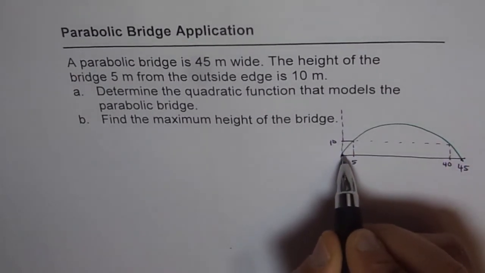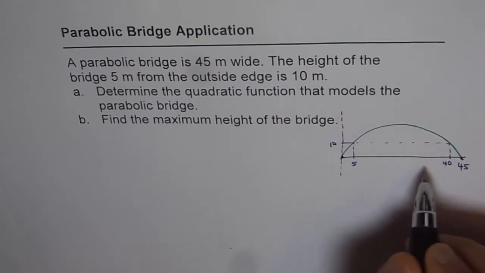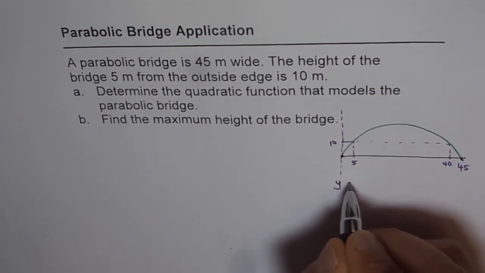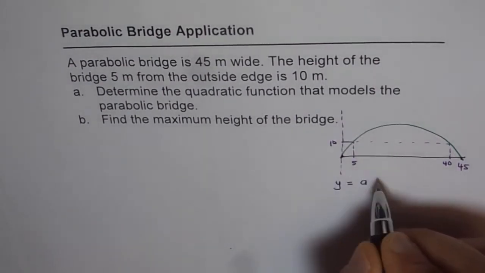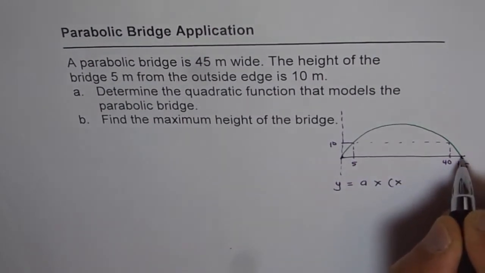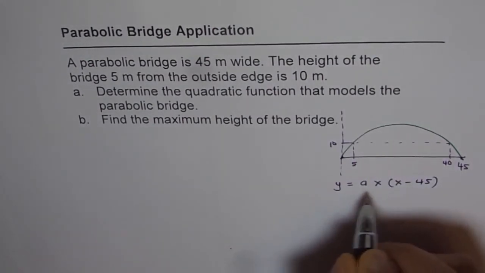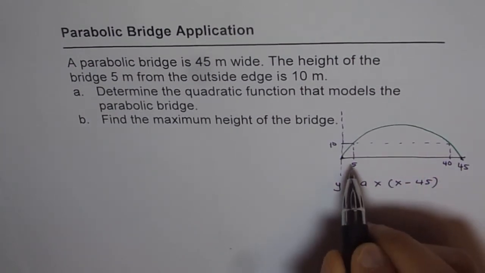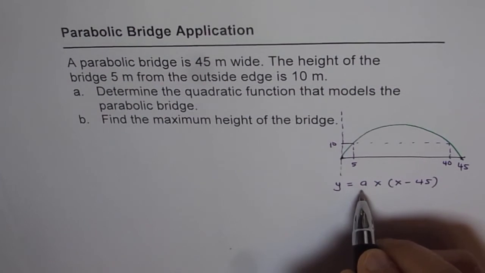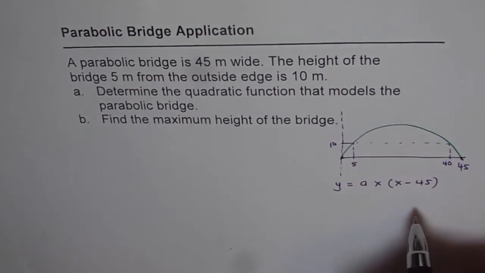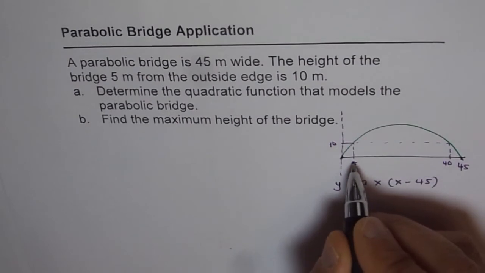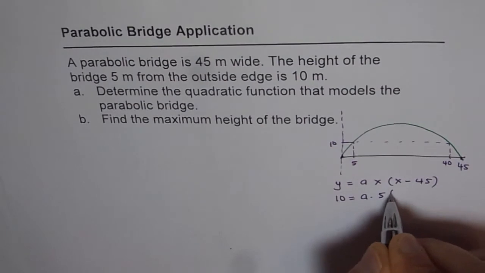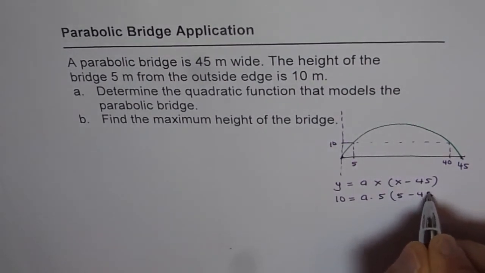Now if we use these as our x-intercepts, then we can write down the equation of this bridge as y equals a times x minus 45. So that represents the equation of this bridge in factored form. Now since we know one of the points, we can find what a is, and that will give us the equation of the parabola. So we'll substitute this. x is 5 and y is 10. So we get 10 equals a times 5 minus 45.